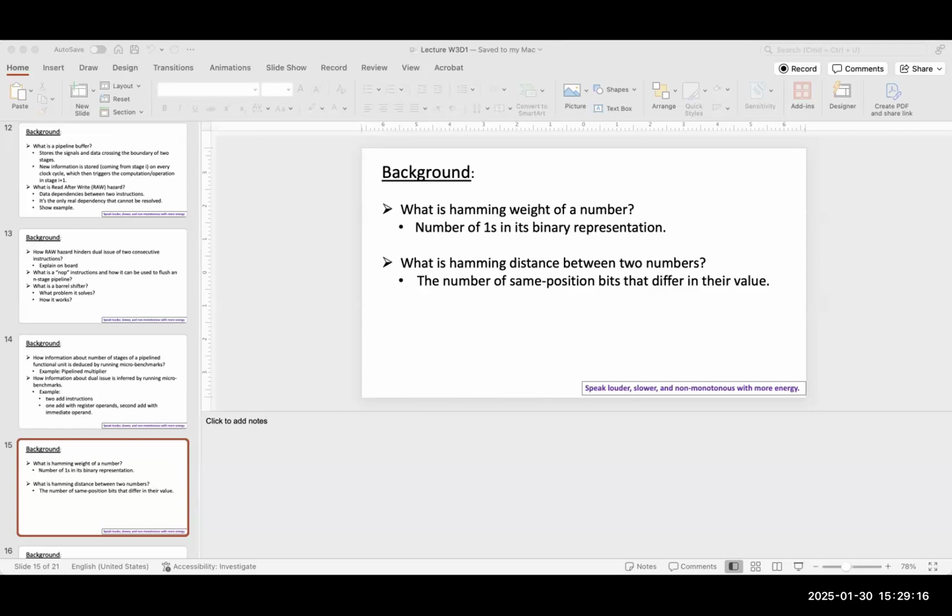So how can I get information about the number of stages of a pipelined functional unit by running a micro benchmark? Let's say you have a multiplier and you have pipelined it. So it has multiple stages, like let's say stage 1, 2, 3, and 4, right? And you issue a multiply instruction. Let's say I'm making it simple, each stage takes only 1 cycle, okay? So it means your first multiply instruction will become ready after 4 cycles, right? You will get the output after 4 cycles because it needs to pass through all the stages. So this is the latency of your single instruction.